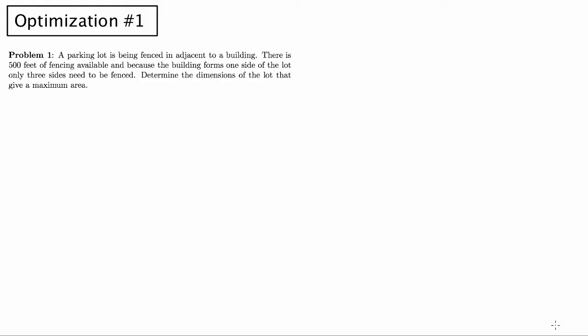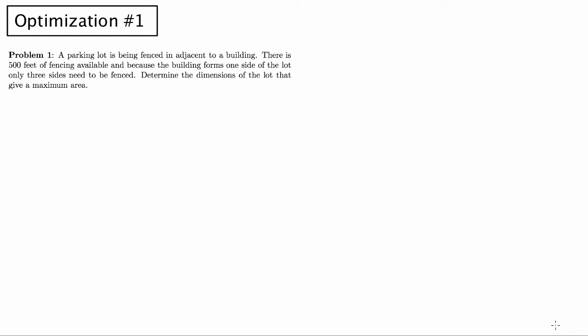Welcome to another podcast. In this episode, we're going to be taking a look at what are called optimization problems. Essentially, an optimization problem is a problem that seeks to find the maximum or minimum of some value subject to some other sort of constraint. Usually, they're functions of multiple variables.